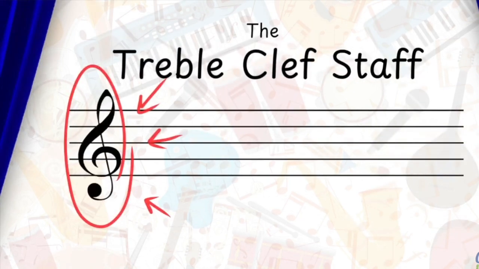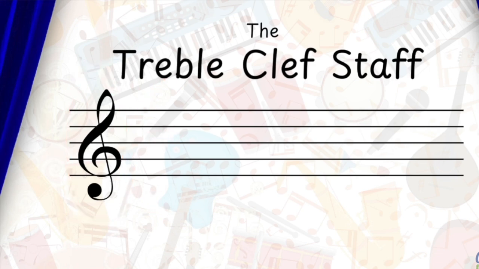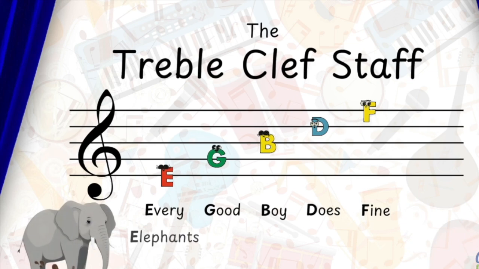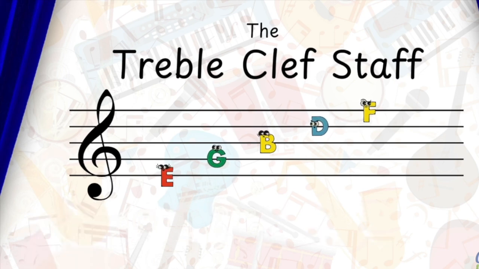This is the treble clef. The lines on the treble clef staff are E, G, B, D, and F. There's a saying we can use to help us remember that. Every good boy does fine. And then there's my personal favorite. Elephants get big, dirty feet. You can use any phrase you choose, but the important thing to remember is that the lines of the treble clef are E, G, B, D, and F.